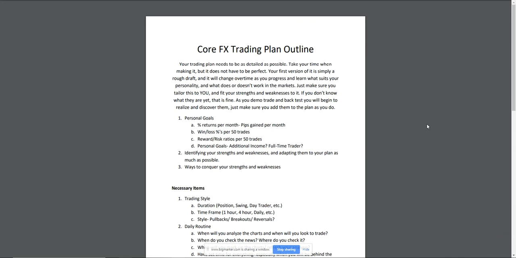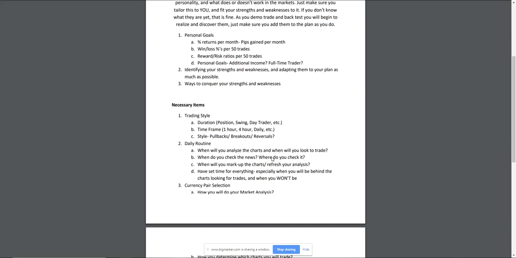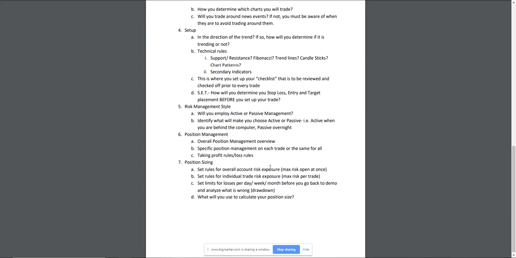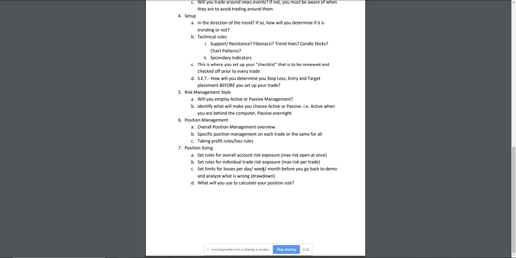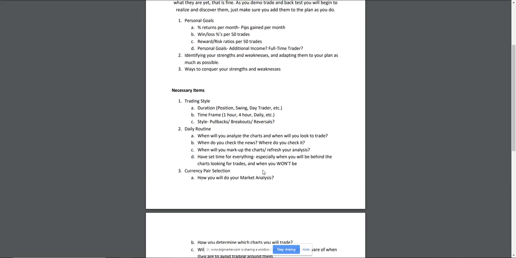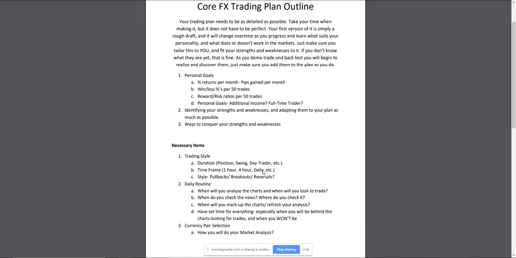But I will be honest with you guys, not every single thing is going to be on this little outline here. There are some things that I want you guys to understand to include in there that are custom to you and that aren't necessarily on here, right? So that is going to be things such as, when you're traveling, what are you going to do?